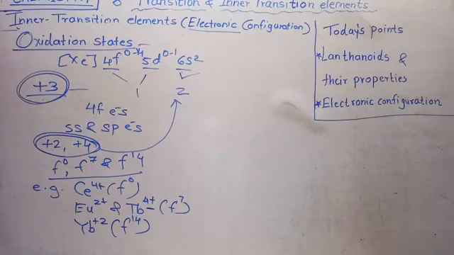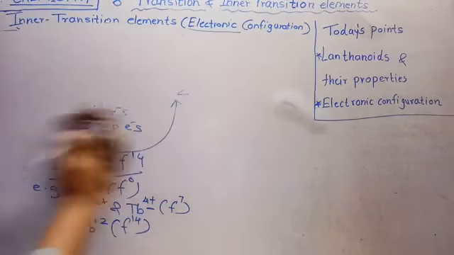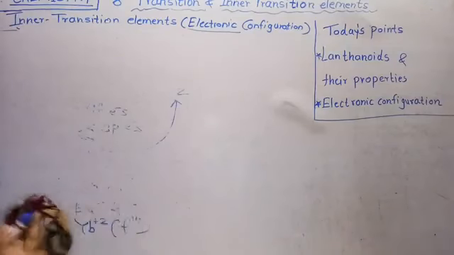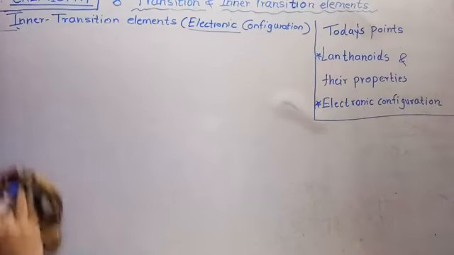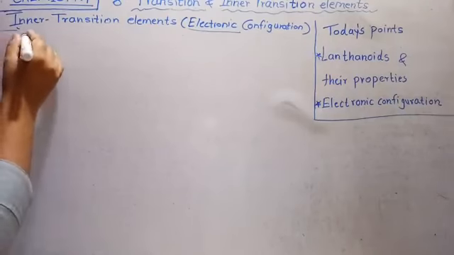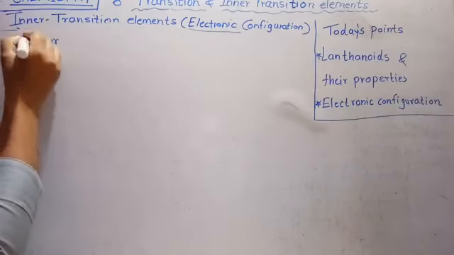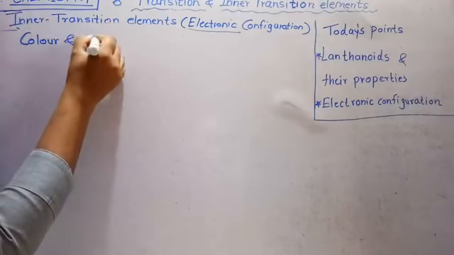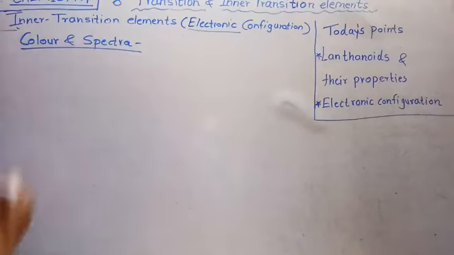Clear? Then there is the next property for the lanthanoids: color and spectra. We have already seen this color property for the d block elements. The d block elements, that is transition elements, form colored compounds. Same here. F block elements, or you say lanthanoids, also have a tendency to form colored compounds.